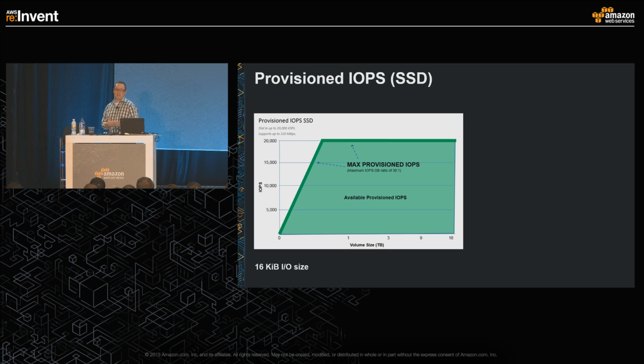So you can see here that easily within, I think it's 677, if I remember off the top of my head, you'll be able to provision 20,000 IOPS into a volume. So it's very easy to have a lot of performance in a small amount of storage space.